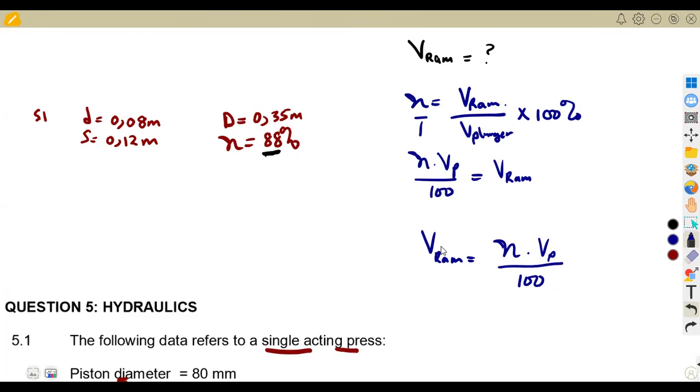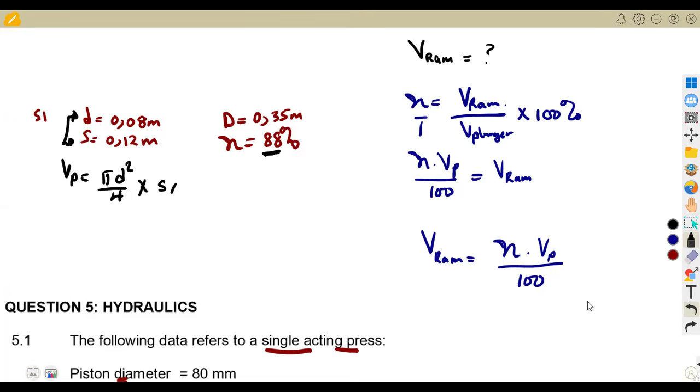This is just a simple hydraulic press that you're talking about there. So where are we going to have VP? That is the question, because once we have VP, then it means we can calculate VR. VP can be calculated because we've got the diameter and the stroke length of the plunger. So from the plunger side, remember the volume is equal to the cross-sectional area, that is pi d squared over 4, times the stroke length.